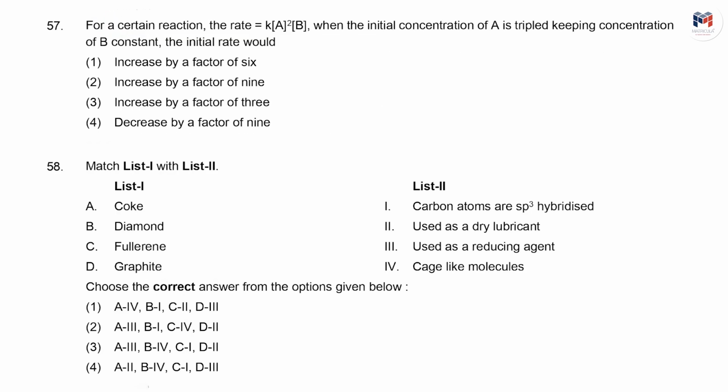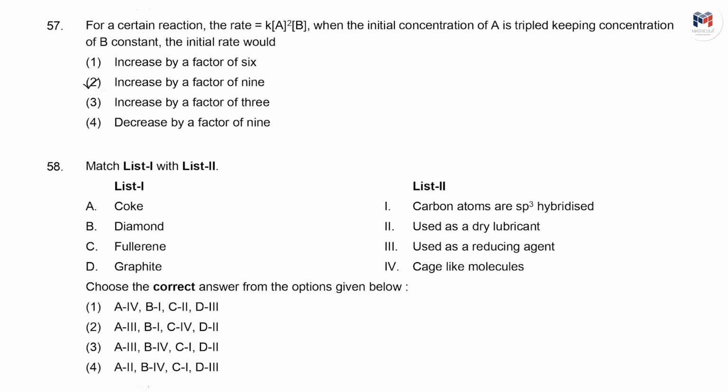Question number 57. For a certain reaction, the rate equals k[A]² [B]. When the initial concentration of A is tripled, keeping concentration of B constant, the initial rate would. The answer is option number 2, increase by a factor of 9. Question number 58.